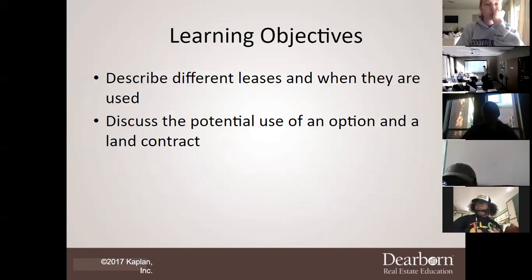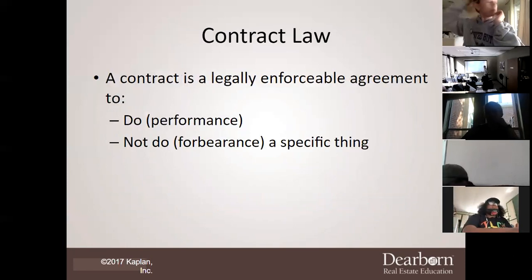And we're also going to describe different leases and when they are used. We'll discuss the potential use of an option and a land contract. So quite a bit of stuff there. So we're going to move along.